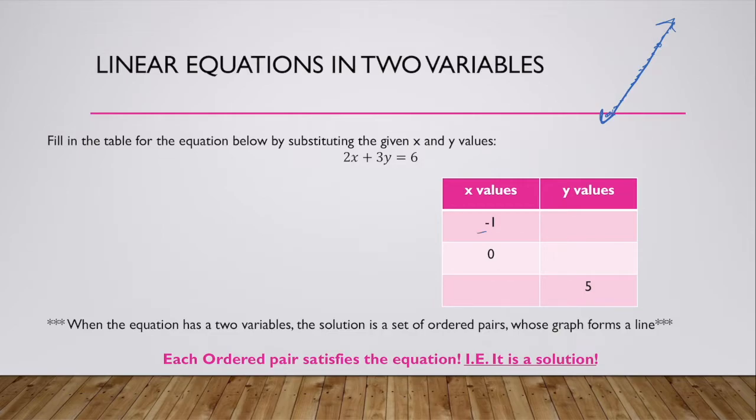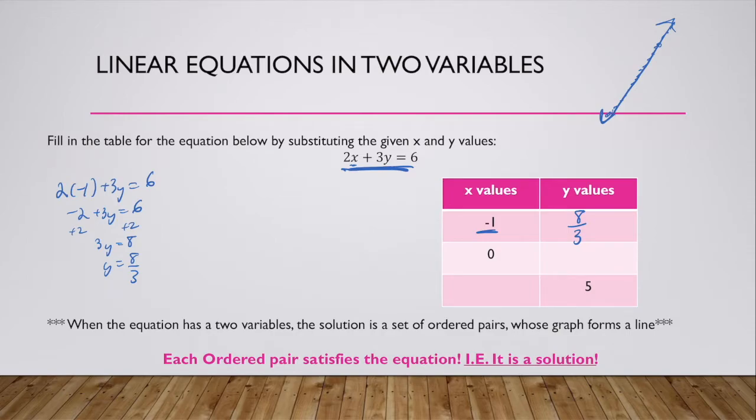So here's when x is -1. Let's go ahead and solve. So I have 2, substituting in for x, times -1 plus 3y equals 6. That means -2 plus 3y is 6. I add 2 to both sides. 3y equals 8. y equals 8/3. Again, we're solving for our unknown variable. So when x is -1, y is 8/3. That's a point on the graph of this line.